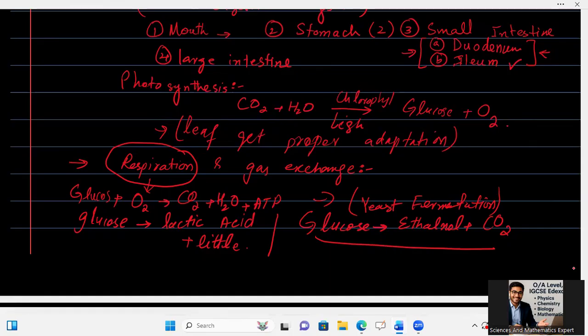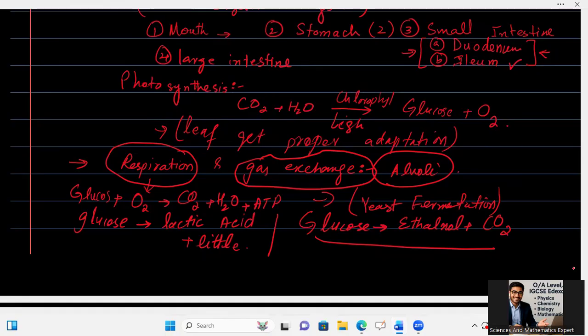If we talk about gas exchange, first of all, the alveoli in the lungs, the basic unit of the respiratory tract. Alveoli in the lungs are the site of gas exchange, and they are adapted with a massive surface area, thin surfaces, and rich blood supply.